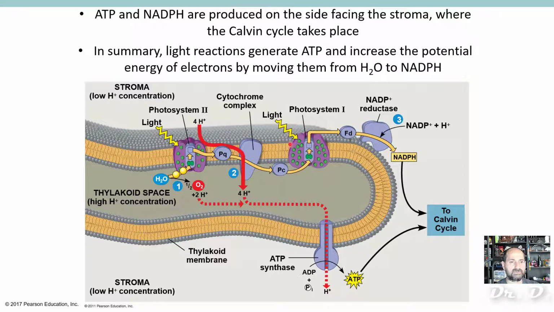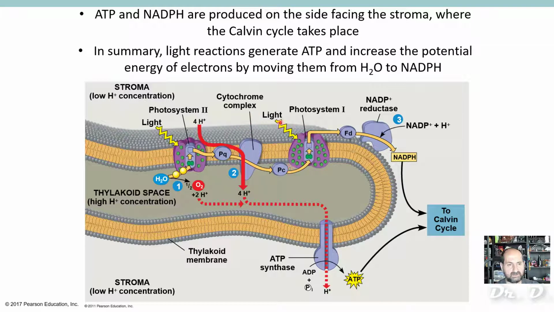Again, upon more light, the electrons double back through the cytochrome complex and back to P700. So this is cyclic electron flow, which means the electrons are only going through photosystem 1, back through the electron transport chain, photosystem 1, back through the electron transport chain, and this happens over and over again as long as light is present, right?